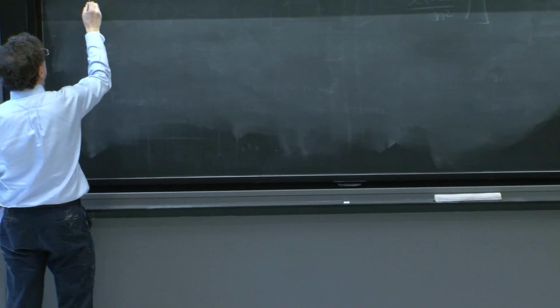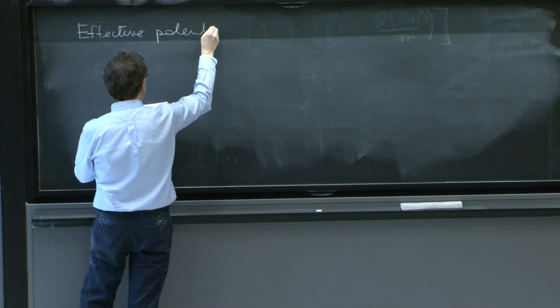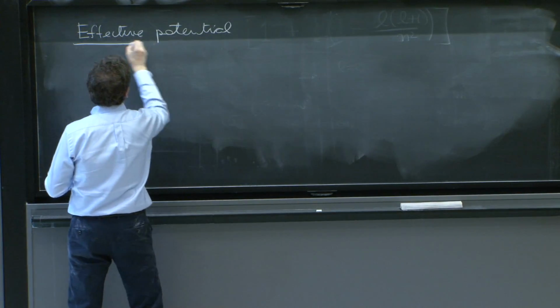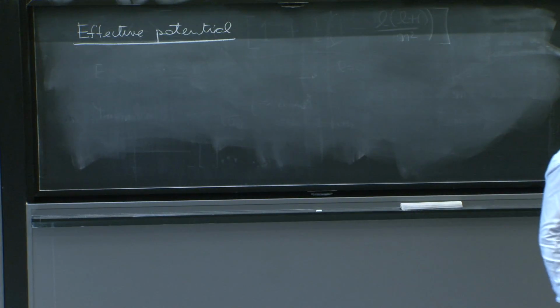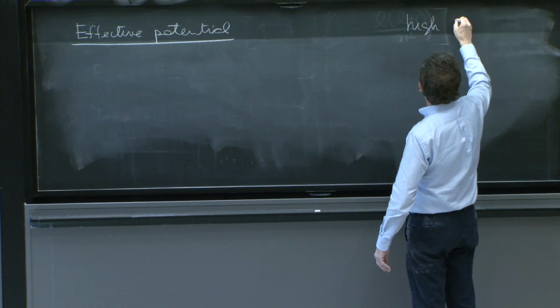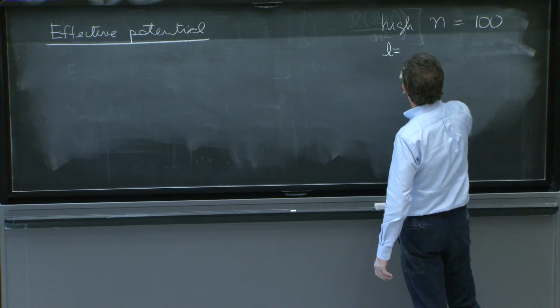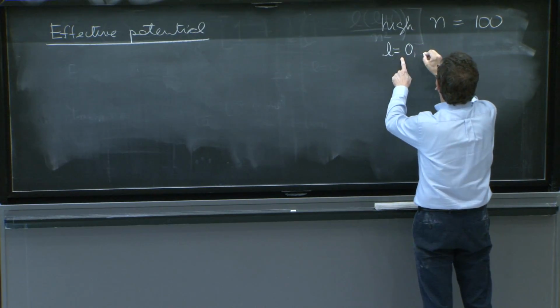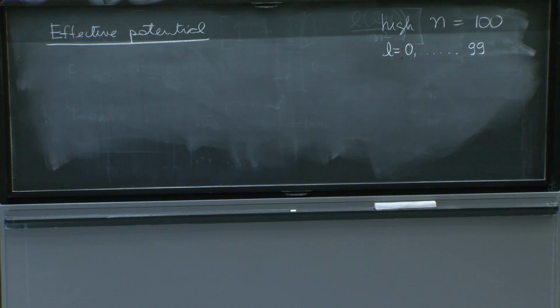Let me discuss for a second the effective potential. And actually, let me ask you a question to get you started. We're going to look at high n. So n, say 100, and then L will go from 0 up to 99. Very high L's. What's going to be the difference from them?